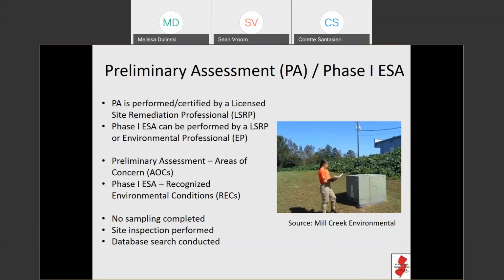So the basis of both the phase one and the preliminary assessment is to determine if there's any environmental conditions on the site. A phase one will identify recognized environmental conditions, also known as RECs, and a preliminary assessment will identify areas of concern, also known as AOCs. Both of these, RECs and AOCs, are indicators of past pollution or discharges at a site. And these would be things like tanks, drums, staining. During this assessment phase, no sampling is done. However, the site visit and historical research will be quite extensive, and various government and historical documents and maps will all need to be reviewed in order to build a complete picture of the previous activities that took place on the site.